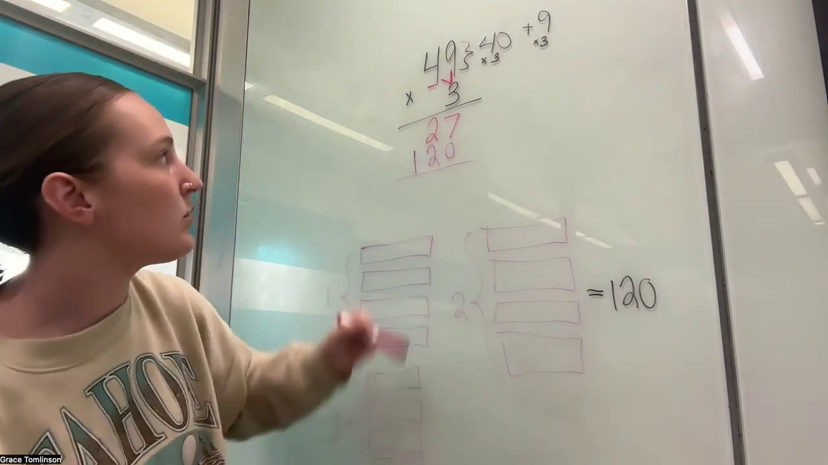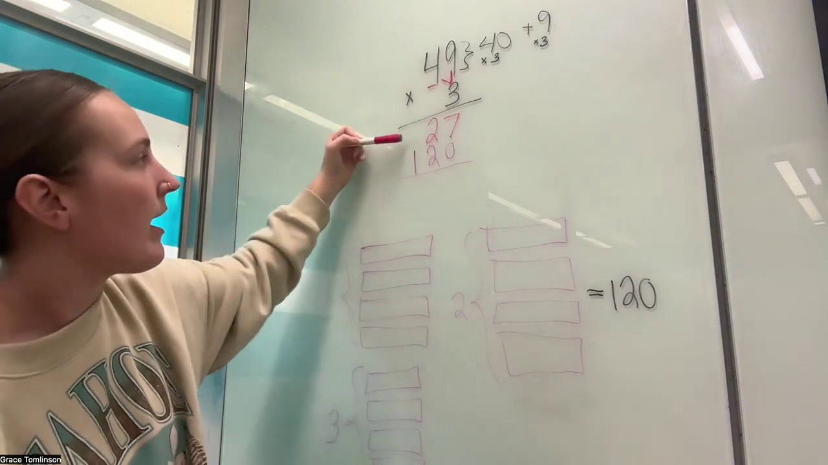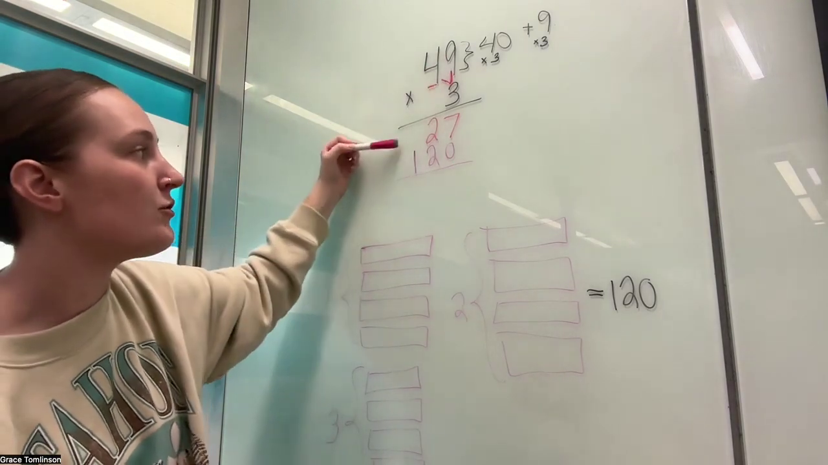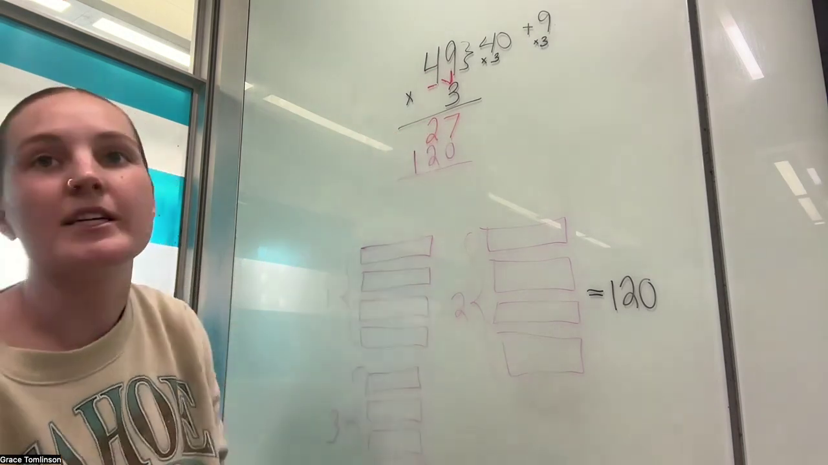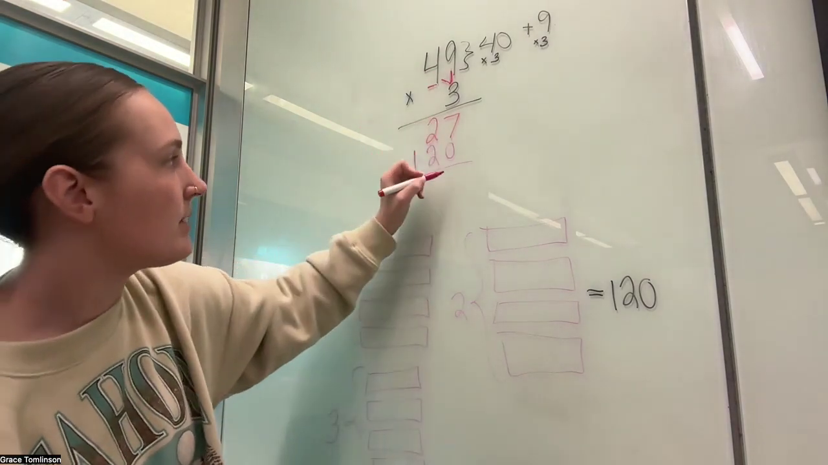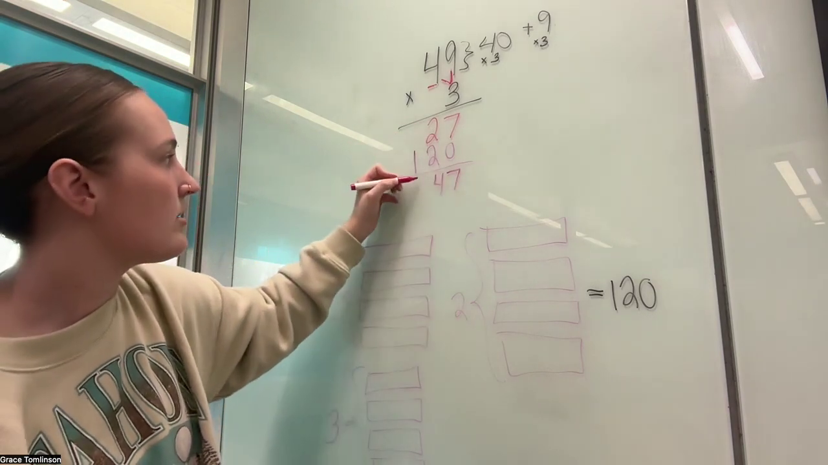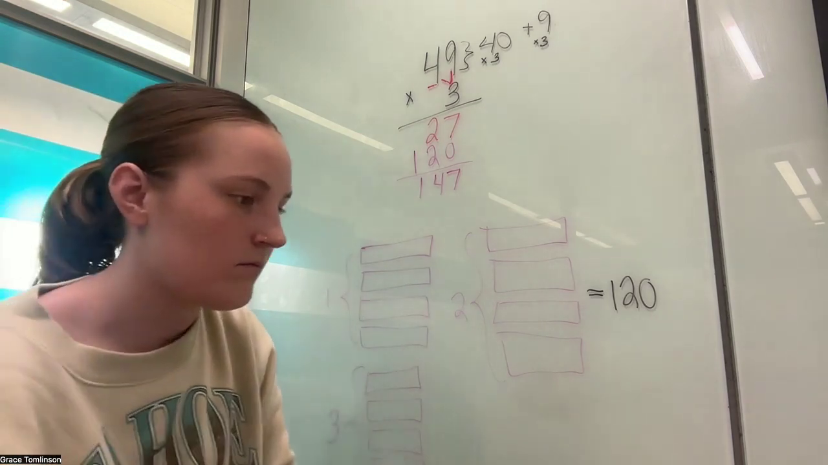Now, after we've multiplied our bottom number by each of the top ones, and we have the sums of those individual products, we have to add these up to get the total product of our problem. So 7 plus 0 is 7, 2 plus 2 is 4, 0 plus 1 is 1.